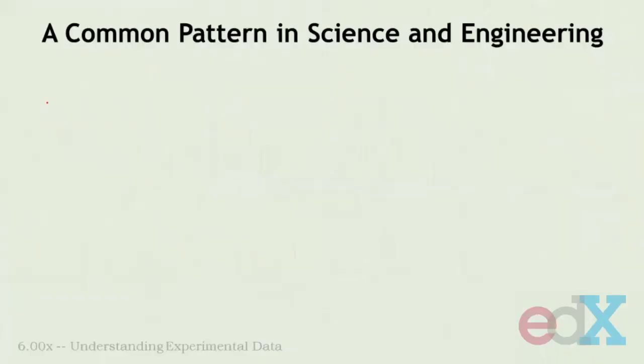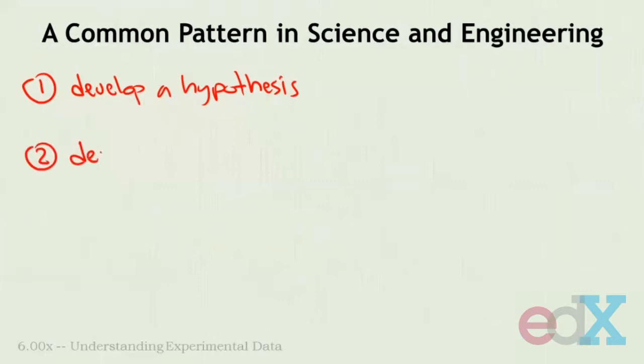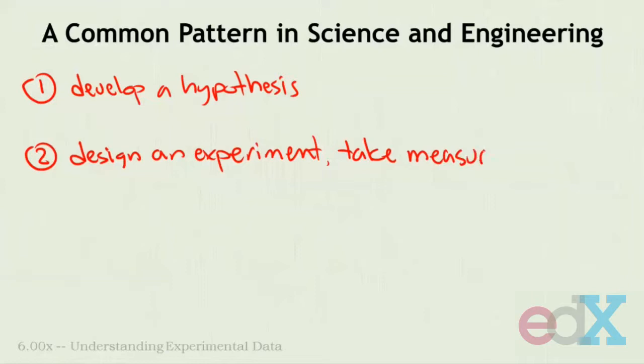As a first step in understanding experimental data, let's remind ourselves what we're about. So usually one of the first things we do is to develop a hypothesis of how things work. This is a simple statement that says if I do X, Y will happen, or something equivalent to that. If we have a hypothesis, we'll quickly want to design an experiment and then take some measurements. And it's really these measurements that will tell us what the results of the experiment were.